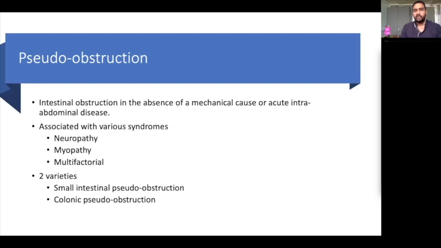It is usually associated with various syndromes, right? There are some syndromes that can lead to pseudo obstruction. In those people, there can be a congenital neuropathy, they can have some myopathies, or sometimes it is multifactorial. There are some other factors also that can lead to pseudo obstruction. So there are mainly two varieties. One is small intestinal pseudo obstruction, which affects the small intestine, and the other is colonic pseudo obstruction.